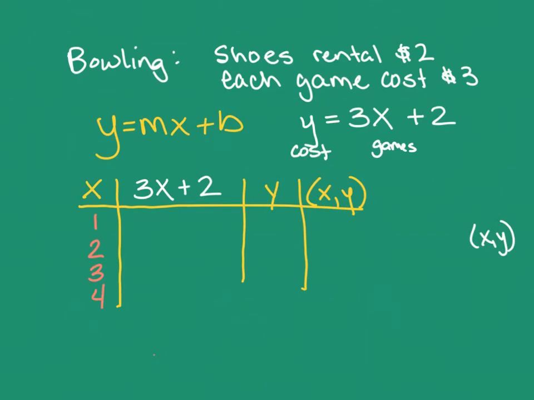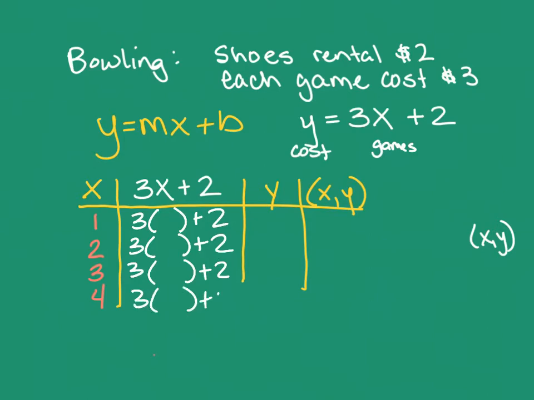So I'm going to push that into my equation. So it's 3 times x plus 2. The equation stays the same, notice, but in this first one, x equals 1. In this second one, x equals 2, so I'm going to put 2 there. Then what if x equals 3? Then I'll put 3 there. What will y be if x equals 4? I'm going to put 4 here.